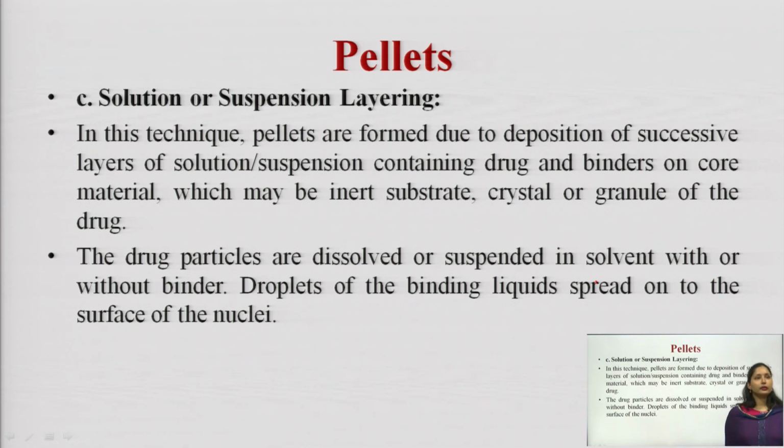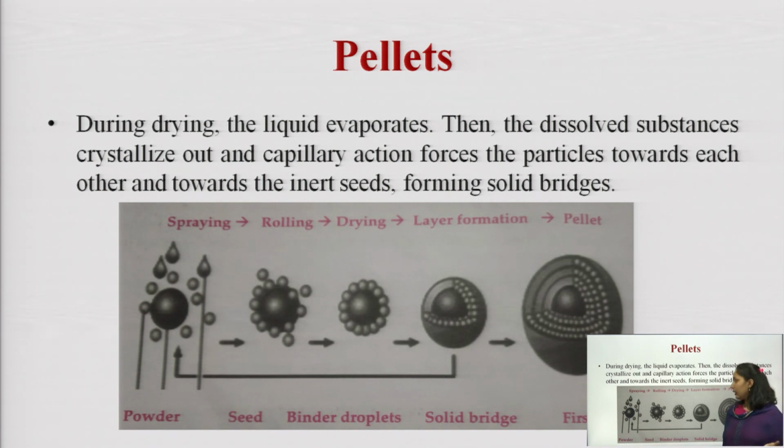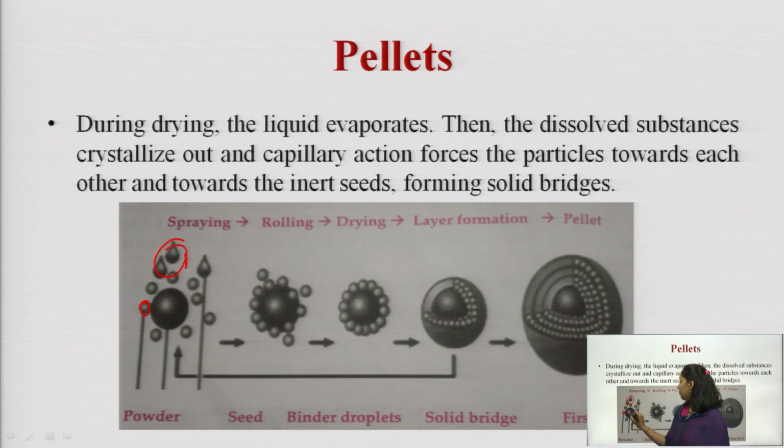So in this technique, pellets are formed due to deposition of successive layers of solution or suspension containing drug and binder on core material, which may be an inert substrate, crystal, or granules of the drug. The drug particles are dissolved or suspended in solvent with or without binder. Droplets of the binding liquid are spread onto the surface of the nuclei. So here, as we see, you have a core material, and on it we are spraying the solution, depositing the layer of the solution of the powder along with the spraying of the binder solution. Now what will happen, the particles of the powder adhere onto the surface of the core material.